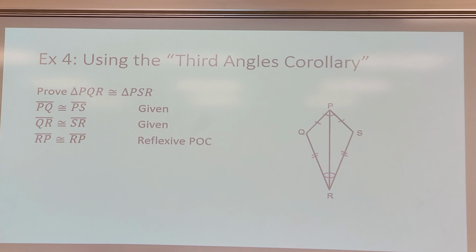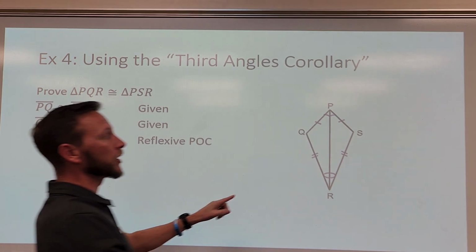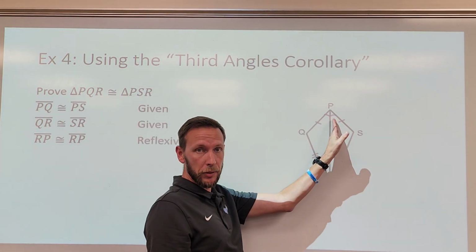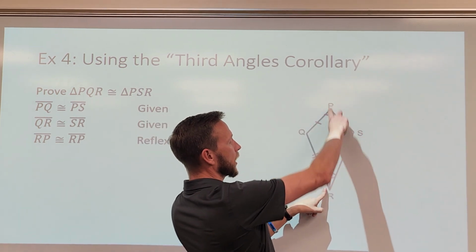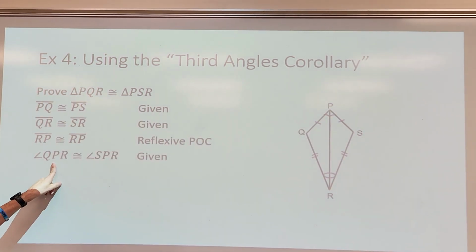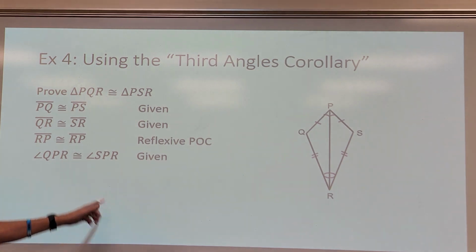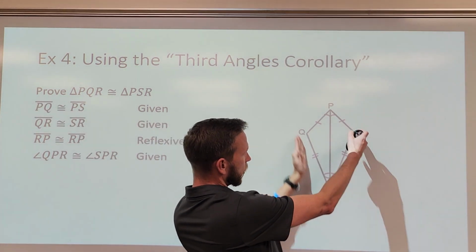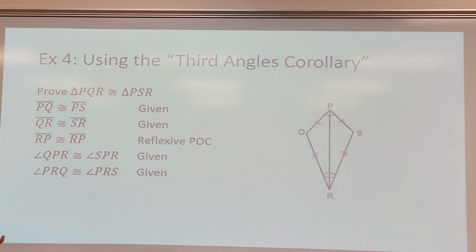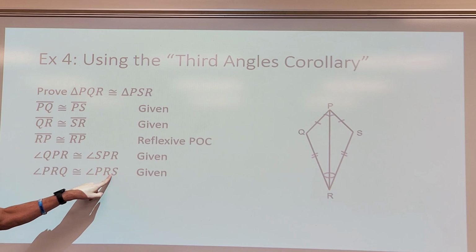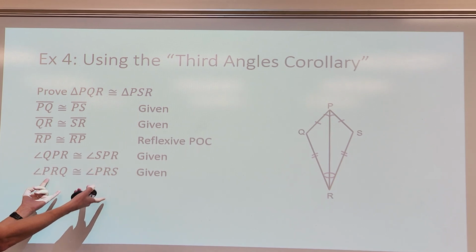And now we can talk about angles. I've got 3 pairs of sides. Now I need 3 pairs of angles. The angles at P, we need to name them using 3 letters. I can't say angle P is congruent to angle P. Otherwise that would be reflexive. So I'm going to use QPR and SPR. QPR and SPR, that's given. I'm going to use the angles down here, QRP and SRP. Those are also congruent, given. Notice how I said QRP and SRP, but I can write those forwards or backwards.